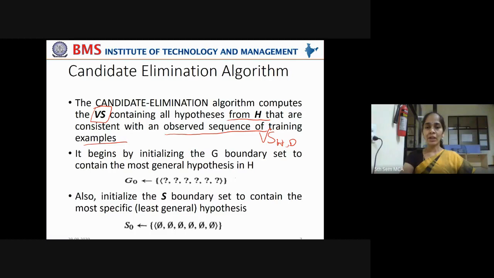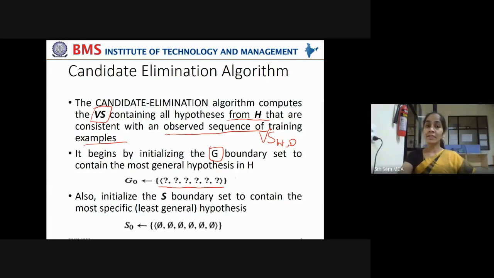It begins by initializing the G boundary set to contain the most general hypothesis in H. What is the most general hypothesis? Your friend will enjoy the water sport, whatever the weather condition. So the most general hypothesis is all question marks for all the 6 attributes. He is not specific about the day's climatic condition. He will enjoy the sport on any day, given any climatic conditions. I doubt that boy wants to sit at home to study or something. He wants to escape. That's why he is very comfortable with any type of climatic condition given, right?